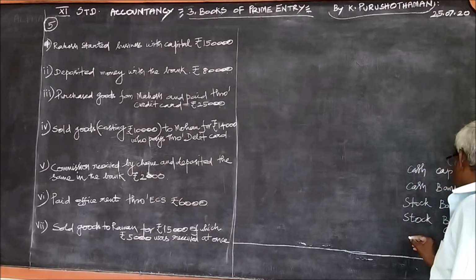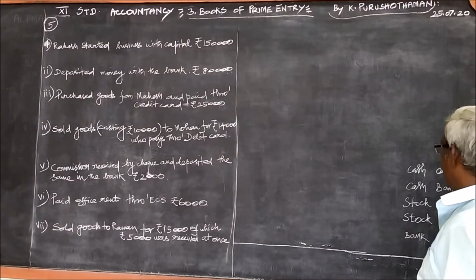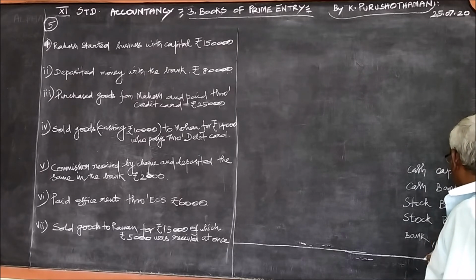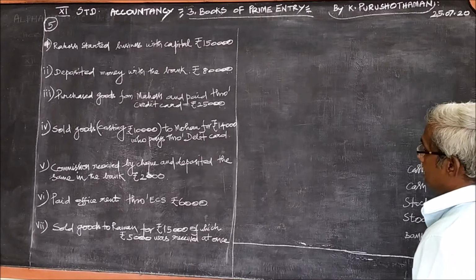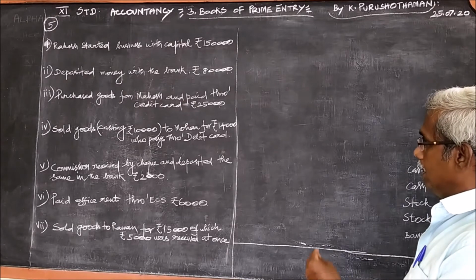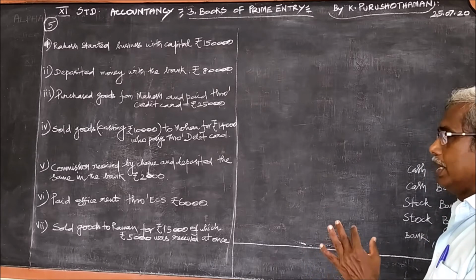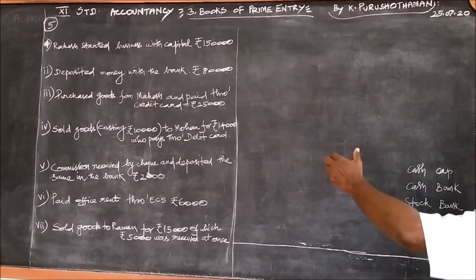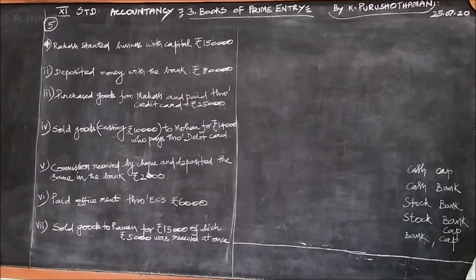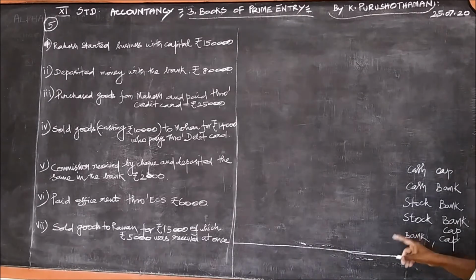Then, fifth item, commission received by check and deposited the same in the bank, 2,000. So that amount is deposited, so bank is the receiver, and this is an income. Therefore, it is capital. Commission received, rupees 2,000, in the sense cash received, but that amount is deposited in the bank, therefore bank is the receiver. And it is an income earned by the business, therefore it is capital.